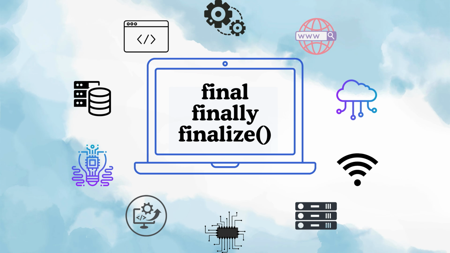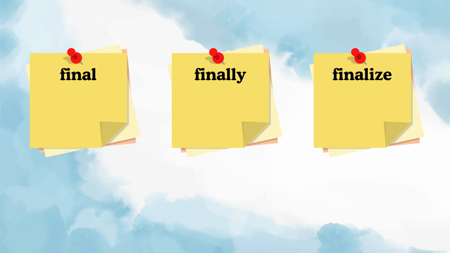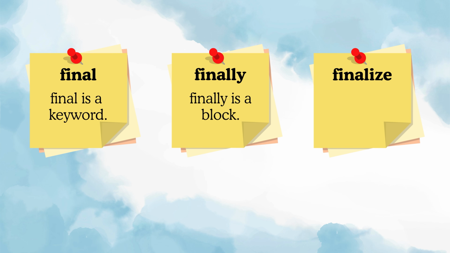This video is part of my Java Core interview series where I break down the most commonly asked Java interview questions. So today's topic is what's the difference between final, finally and finalize. Now they sound similar but they are completely different in how they work. Okay, final is a keyword, finally is a block and finalize is a method.